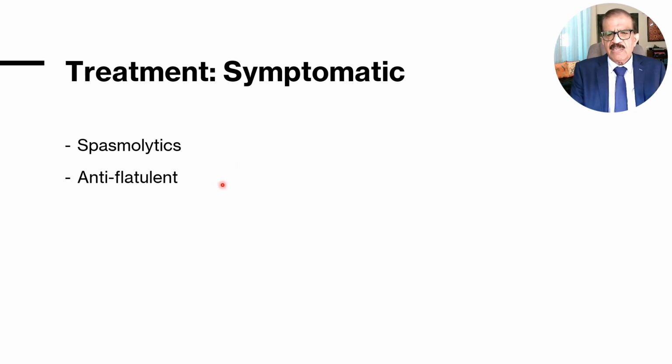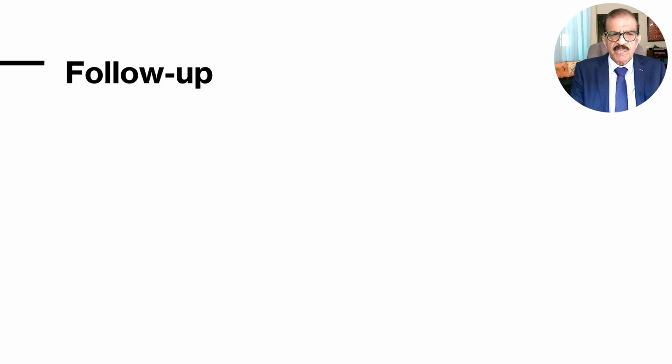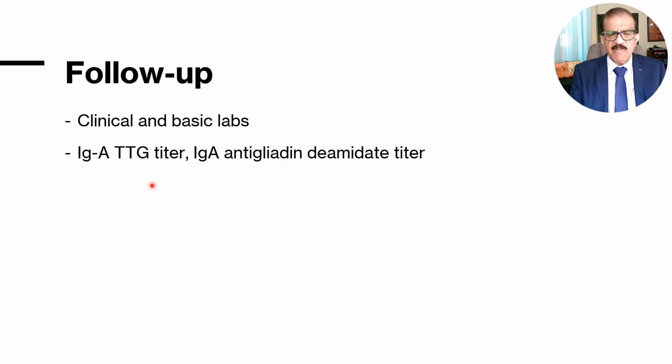Then these patients need to be followed up. What should be the frequency of follow-up? I would certainly like to see my patient after 3 months with at least one CBC. The CBC would very correctly reflect the overall nutritional status. I would go through the symptoms and signs and see the CBC. If everything is okay, then the same treatment plan may be continued. So clinical assessment with basic lab data, and IgA TTG titer may be done.